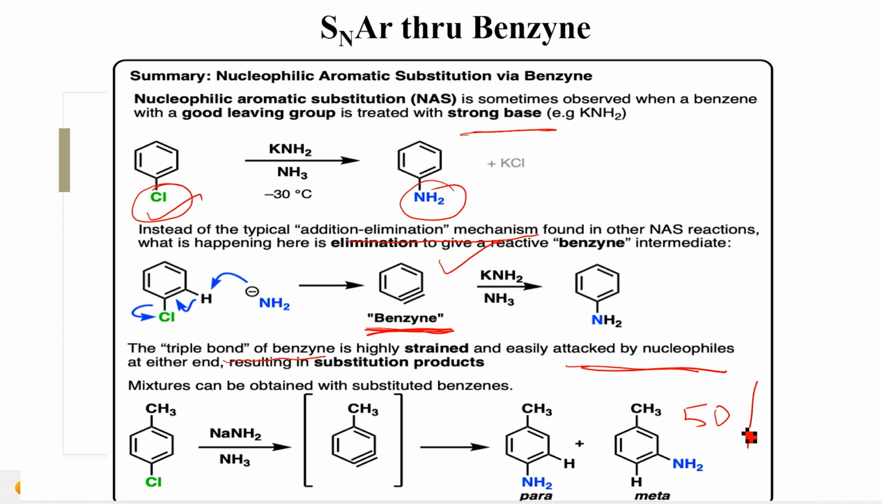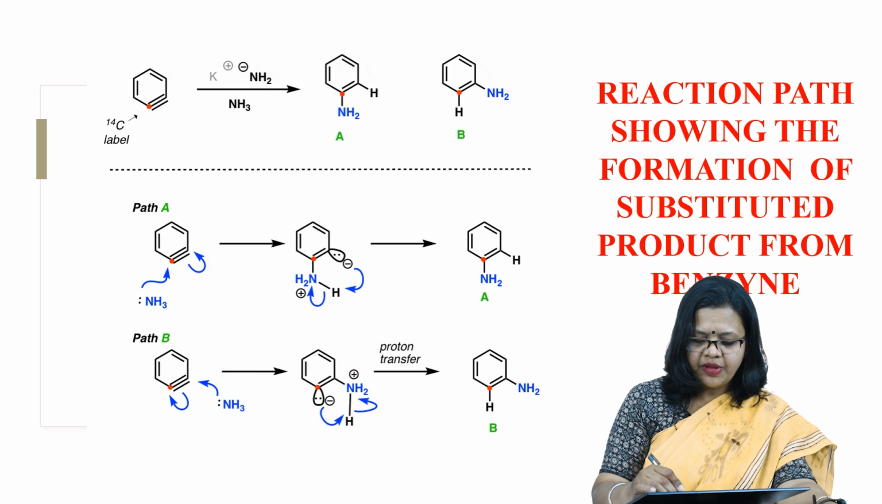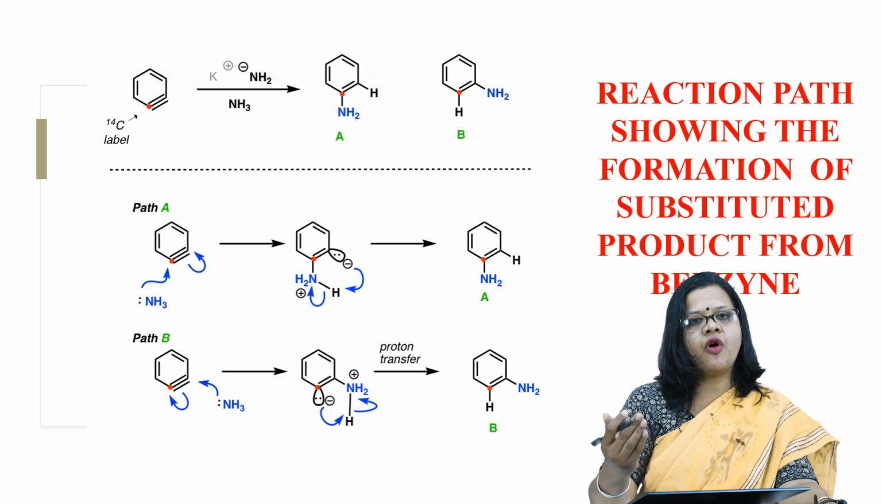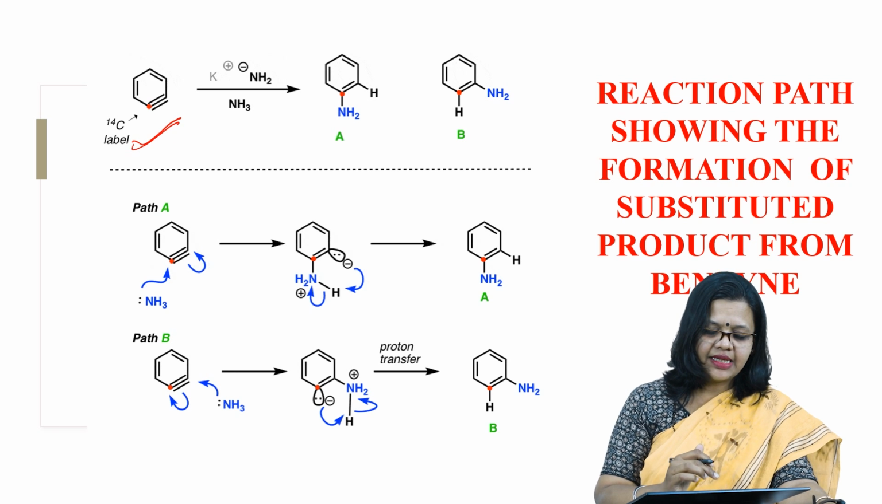So, how do we decide which product is the major and the minor? But actually, when the mechanism is studied, it is found that both the products occur in a 50-50 ratio. That means the probability of the para and meta products being formed is equal. So, why is this so? Let us see the mechanism over here.